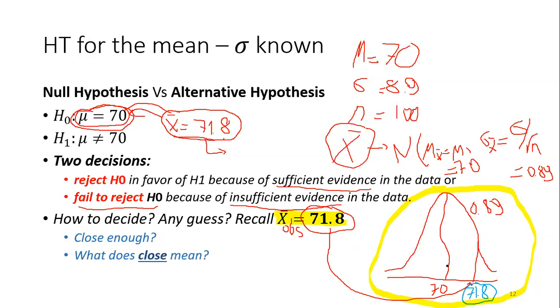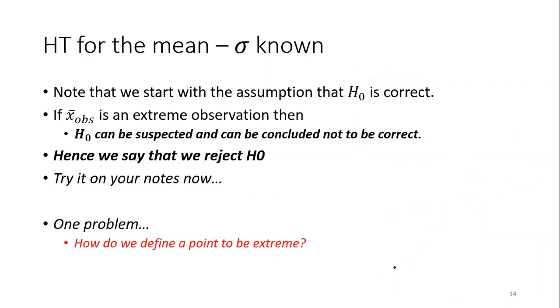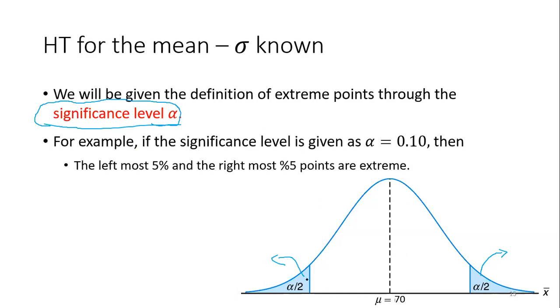I need to decide on this. Whether this is an extreme value or not. How to decide this? How do we define a point to be extreme? Well, it's given as the significance level. In each hypothesis testing question, we are given a significance level alpha, which says that to the right of your distribution, alpha over 2 of your values are extreme, and to the left, alpha over 2 of your values are extreme.